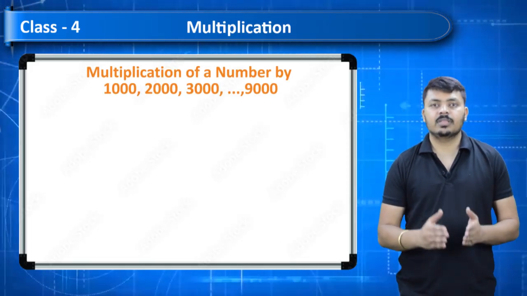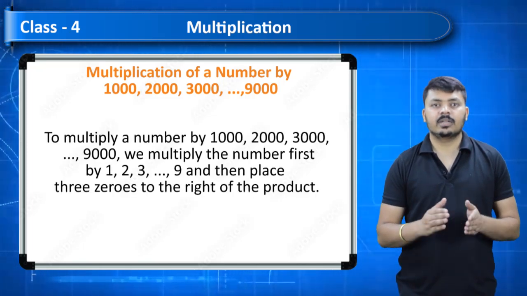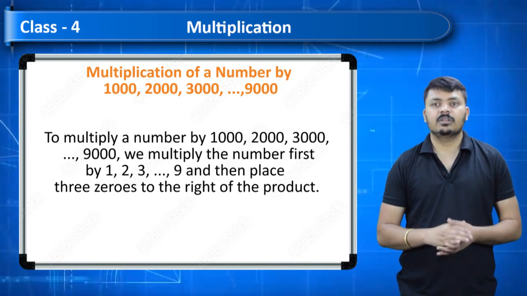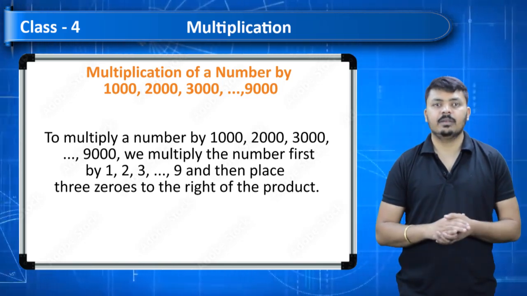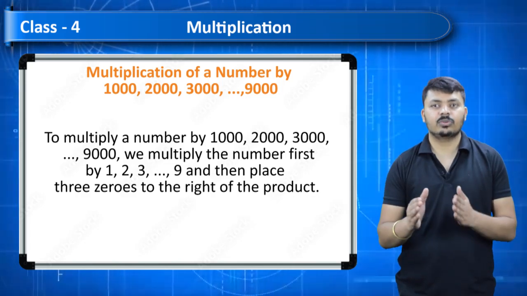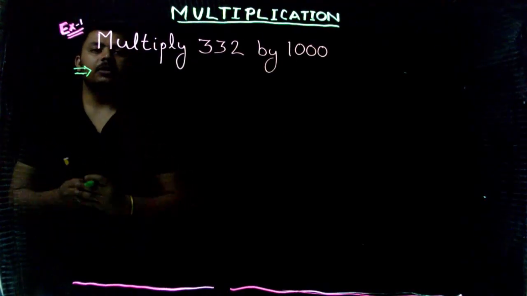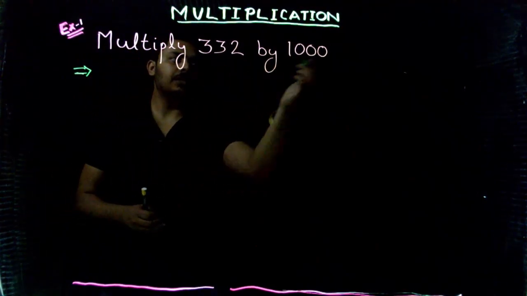Multiplication of a number by 1000, 2000, 3000 up to 9000. To multiply a number by 1000, 2000, 3000, similarly up to 9000, we multiply the number first by 1, 2, 3 up to 9, and then place 3 zeros to the right of the product. So students, now look at this example. Here, multiply 332 by 1000.